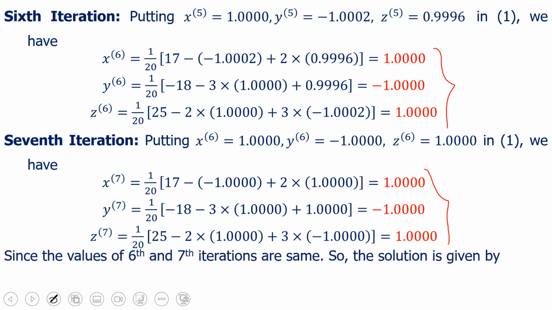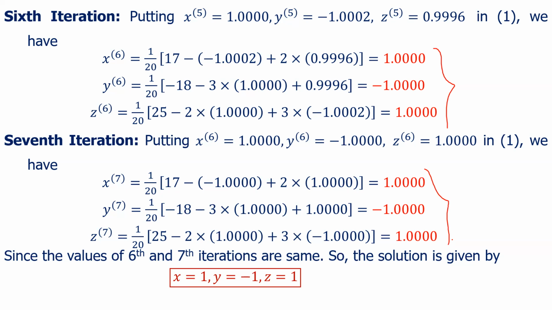So what is our solution? Since the values of the sixth and seventh iterations are the same, the solution is given by x equal to 1, y equal to minus 1, and z equal to 1. So this is the complete procedure of the Jacobi iteration method to solve a system of linear equations. Here we have taken 3 by 3 variables. Sometimes we can also take 4 by 4 variables, or 5 or more variables, to solve the system of linear equations using the Jacobi iteration method.